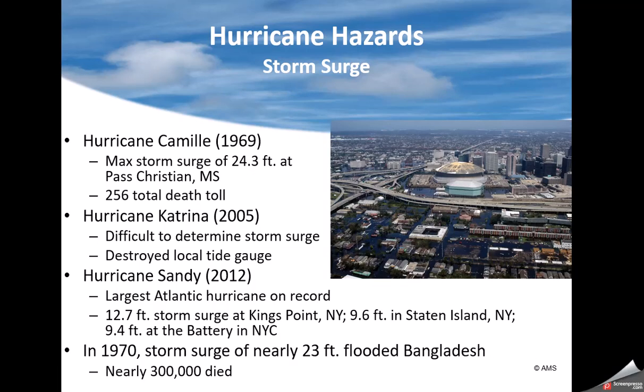Camille had the highest storm surge, 24 feet. Katrina had a devastating storm surge. Oh yeah, Sandy, you're going to tell me about why their storm surge was so high. Look at it, 12 foot at Kings Point, which is right by New York City. Staten Island had 9 feet. The Battery had 9 feet. I want to know why. Why did that storm surge occur?